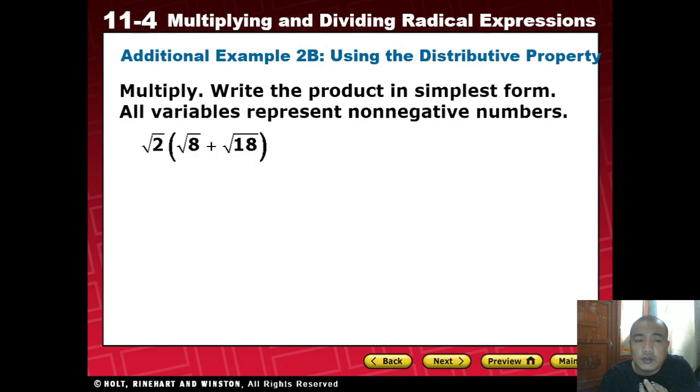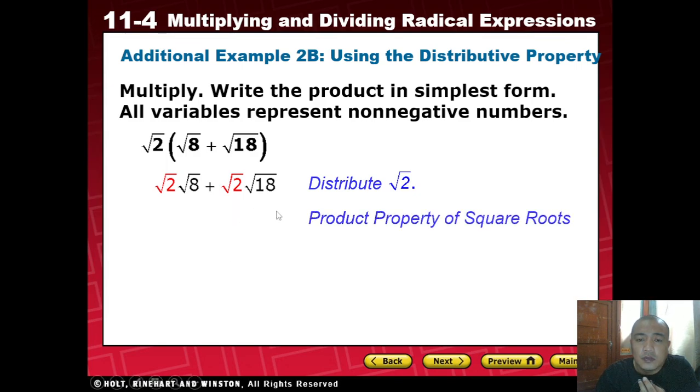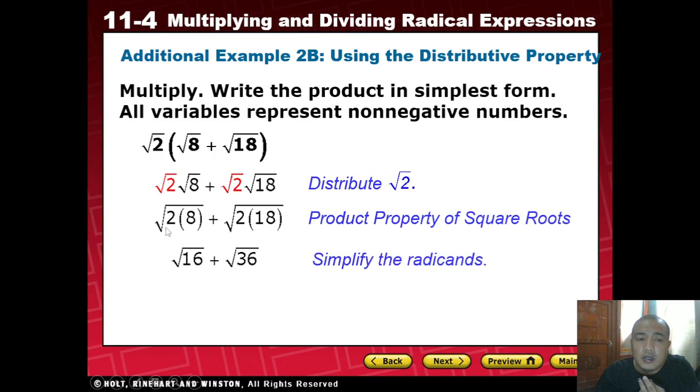Next, square root of 2 times quantity square root of 8 plus square root of 18. First, distribute square root of 2. So we have square root of 2 times square root of 8 plus square root of 2 times square root of 18. By product property of square roots, we have square root of 2 times 8 plus square root of 2 times 18. Simplify the radicands. 2 times 8, 16. 2 times 18, 36. What is square root of 16? 4. What is square root of 36? 6. So 4 plus 6 is 10. The answer is 10.